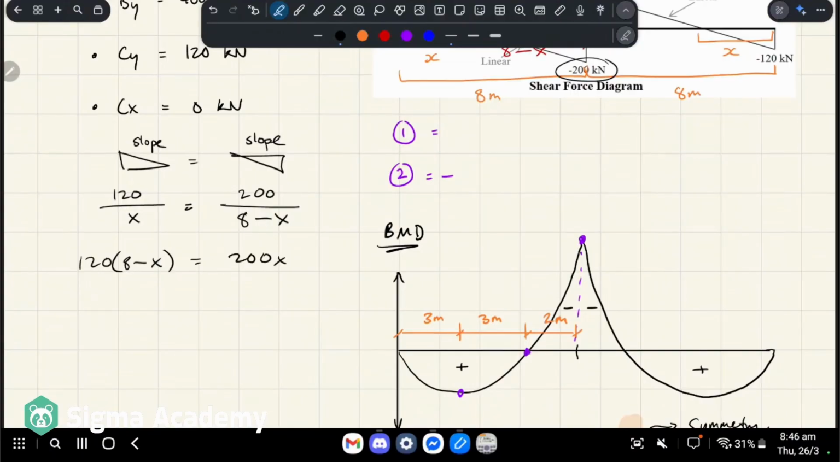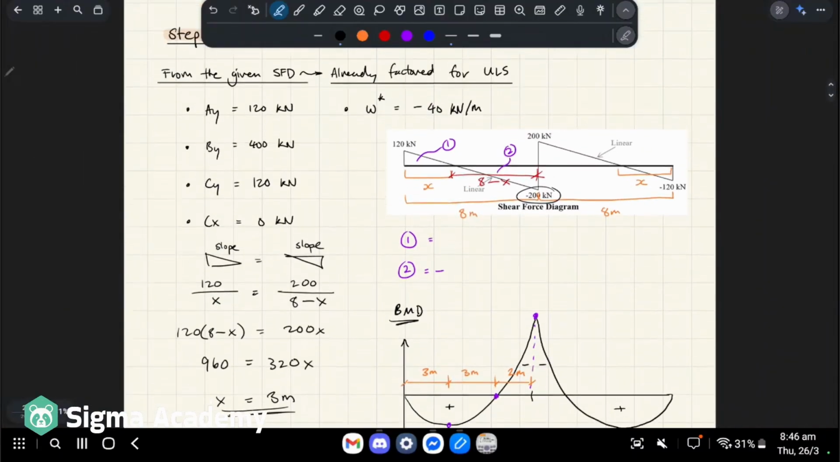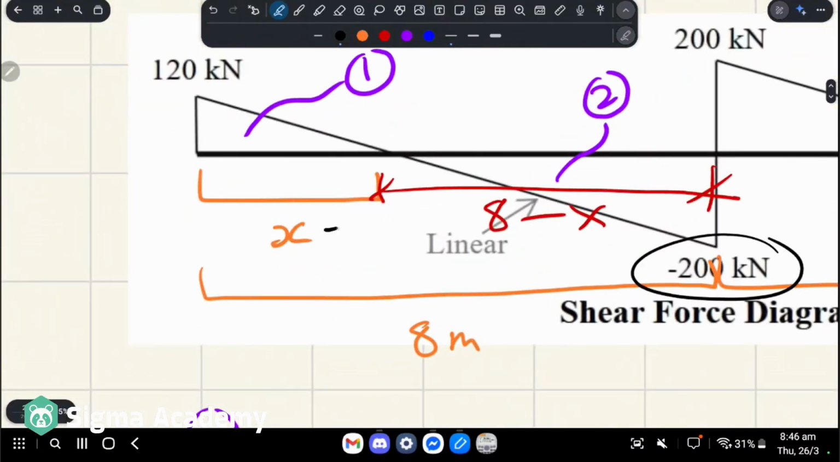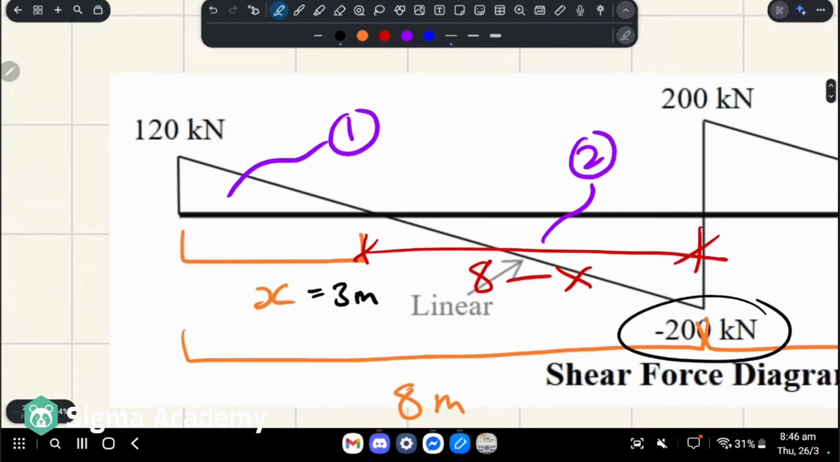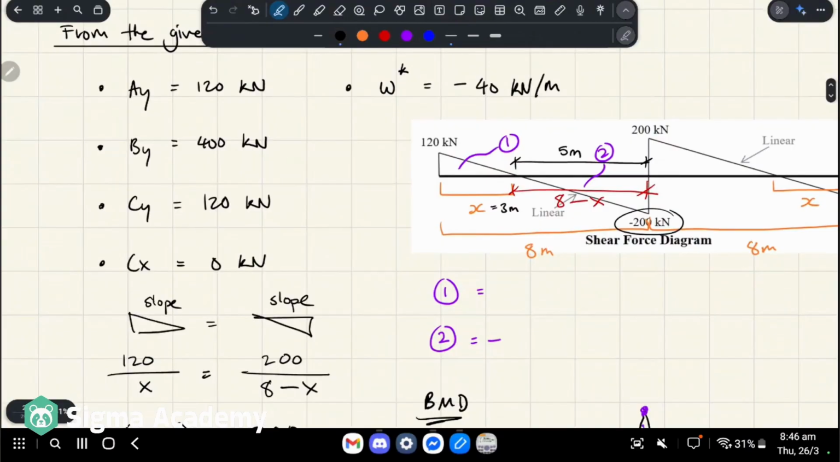I can't be bothered to do the maths, just give me a sec. Basically, once we expand this out and rearrange a bit, we find that x is equal to 3 meters, okay? So that means this distance here is 3 meters, and therefore this distance here has to be 8 minus 3, which is 5 meters, okay? So now we know the base dimension and the height of these triangles.